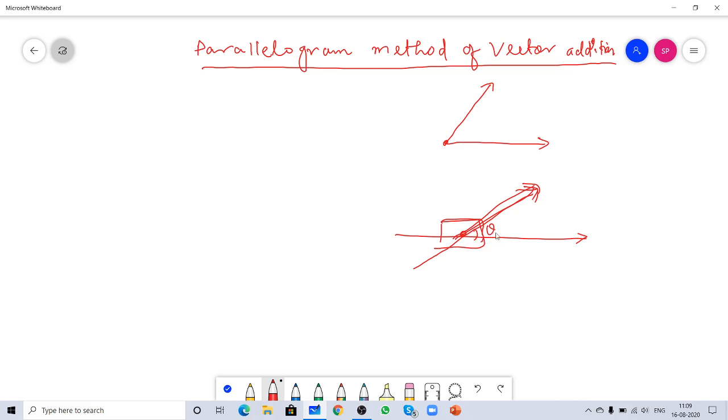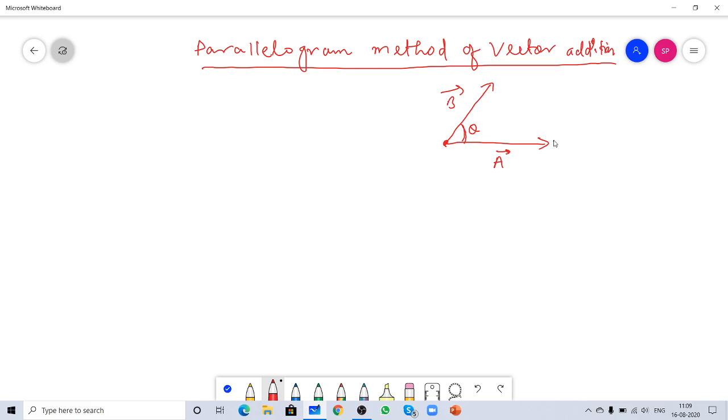Okay, so we'll calculate now. Let's say two vectors, this is a vector and b vector. They are acting on a point or on an object, making an angle theta with each other. Let's say the angle between them is theta. So what we'll do, we'll follow the parallelogram method.